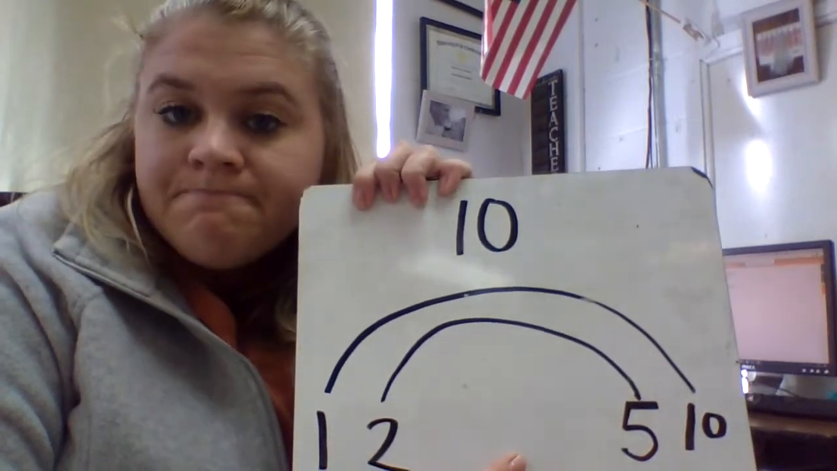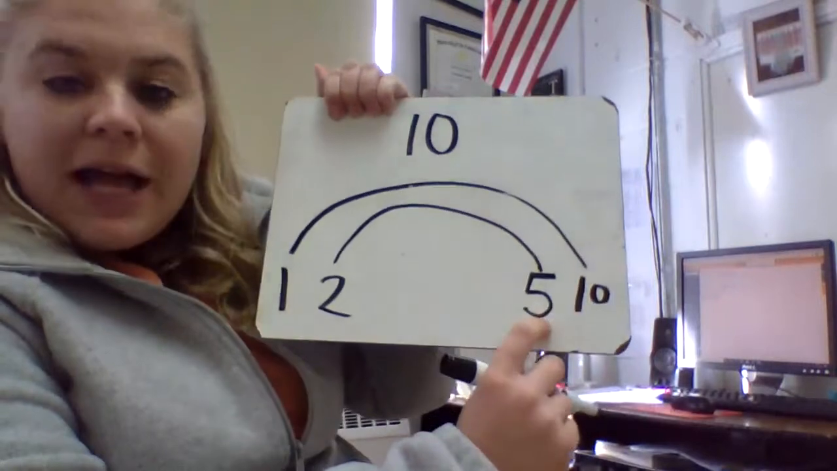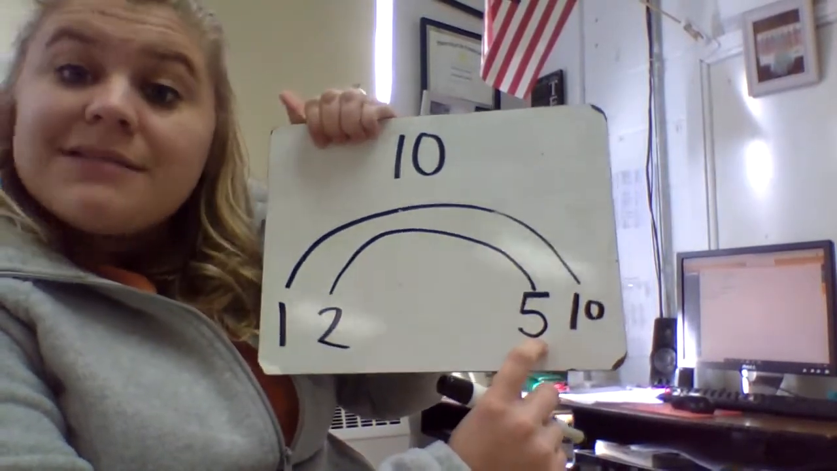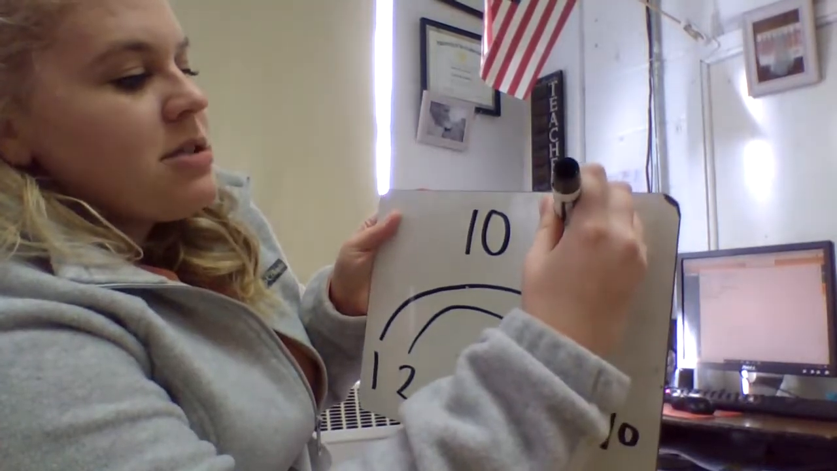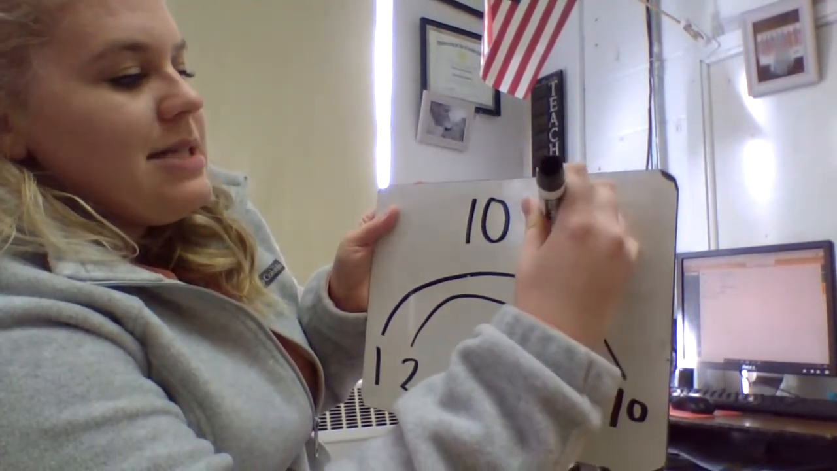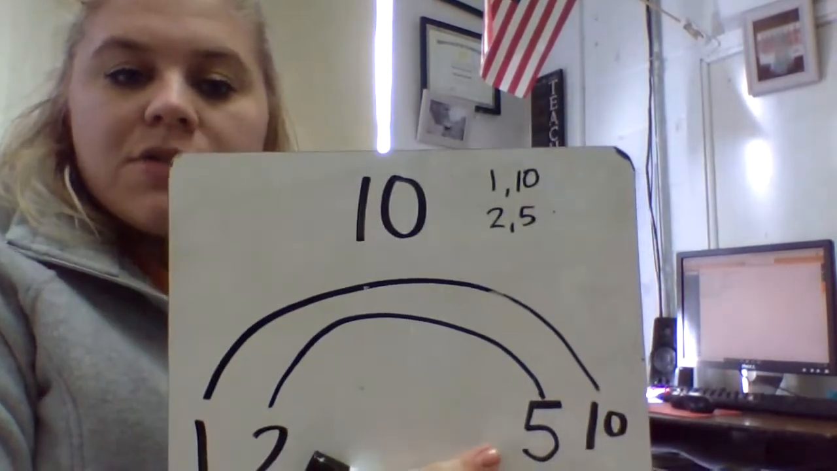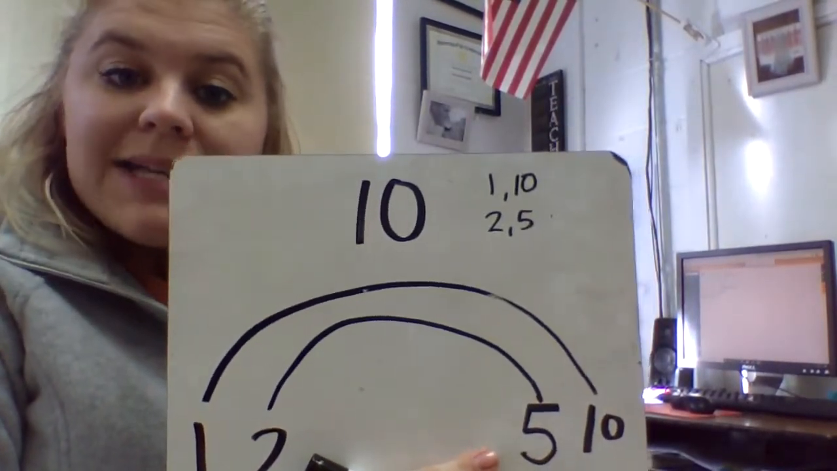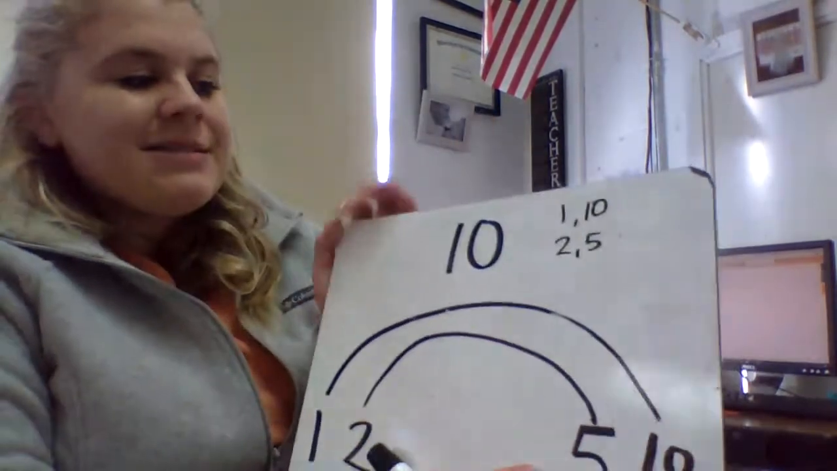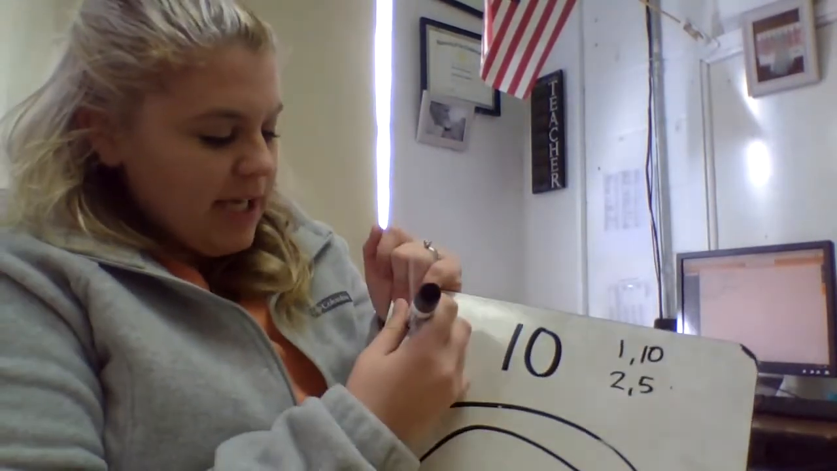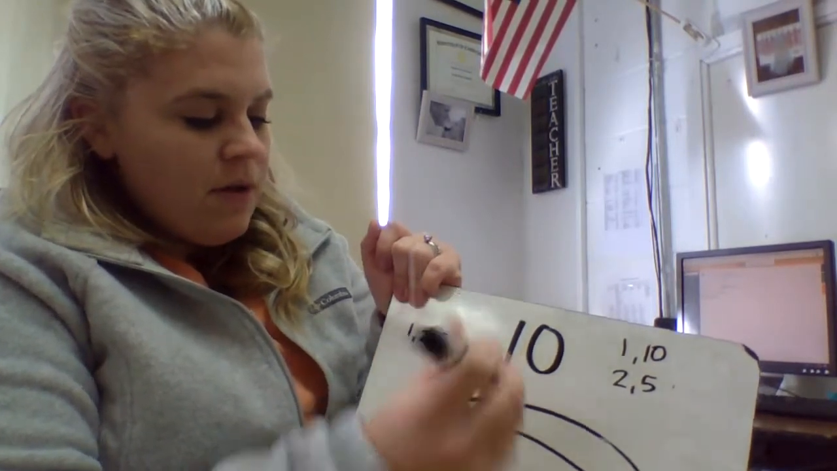Then I go to 4. I can't multiply 4 by anything to give me 10. And now I'm back at 5, which I already have written down, which means I have found all my factors. So when I'm writing my factor pairs, I have 1 and 10 and 2 and 5. Those are factor pairs. Those are sets of numbers I can multiply together to give me 10. So if you were to be asked to list the factors for 10, you have 1, 2, 5, and 10.